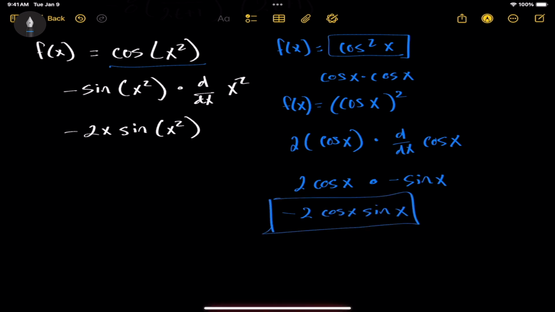This is actually one that's pretty easy to remember. I don't have to do all the work. This is probably one you're going to see a lot. So try to memorize that the derivative of cosine squared x is negative 2 cosine x sine x.